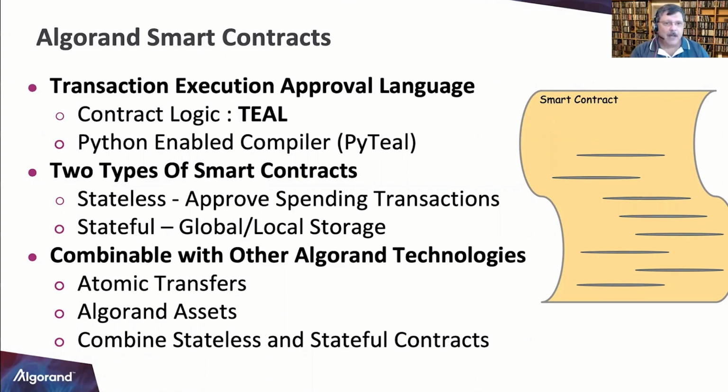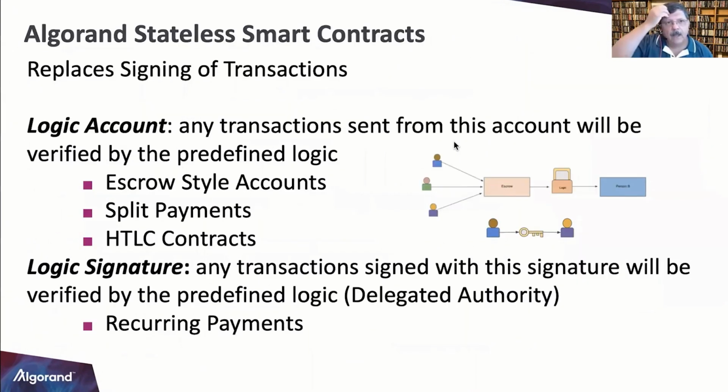Also, two types of smart contracts. You've got stateless, you've got approval spending transactions, and stateful, which would provide the ability to store information globally on the blockchain or at the account level on local storage. Combinable with other Algorand technologies, with atomic transfers, Algorand assets, and also you can combine stateless with stateful contracts. Stateless, by the way, the contract comes back either true or false. If it comes back true, it goes ahead and signs it, and it's on its way. So that's a very simple process there. And also a little bit more on stateless smart contracts.